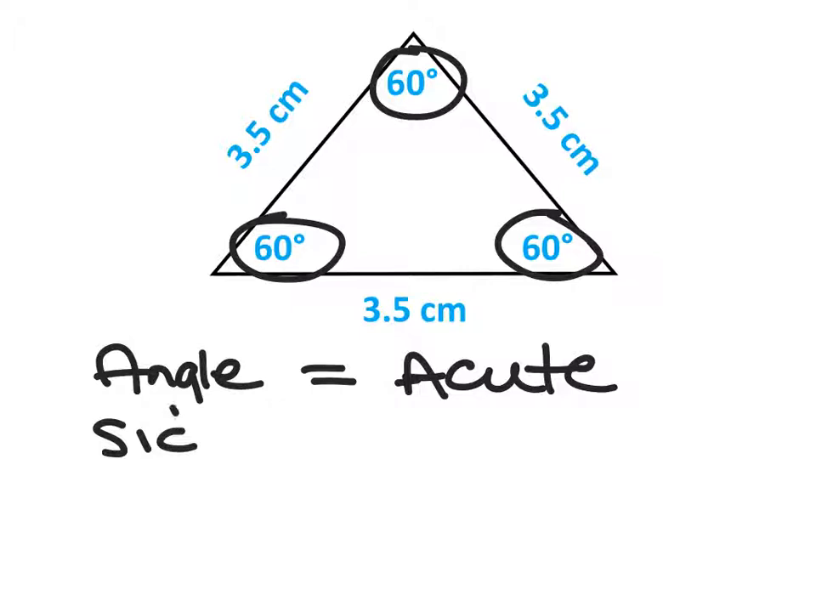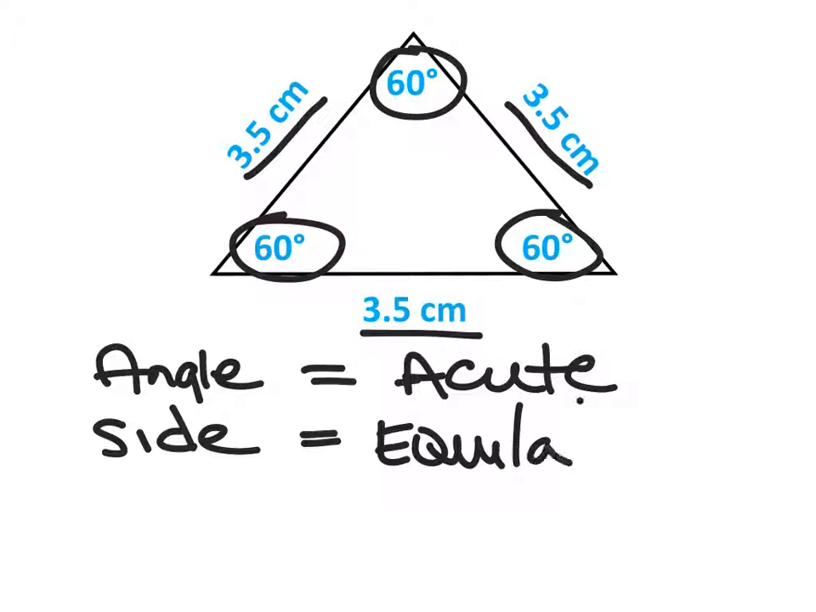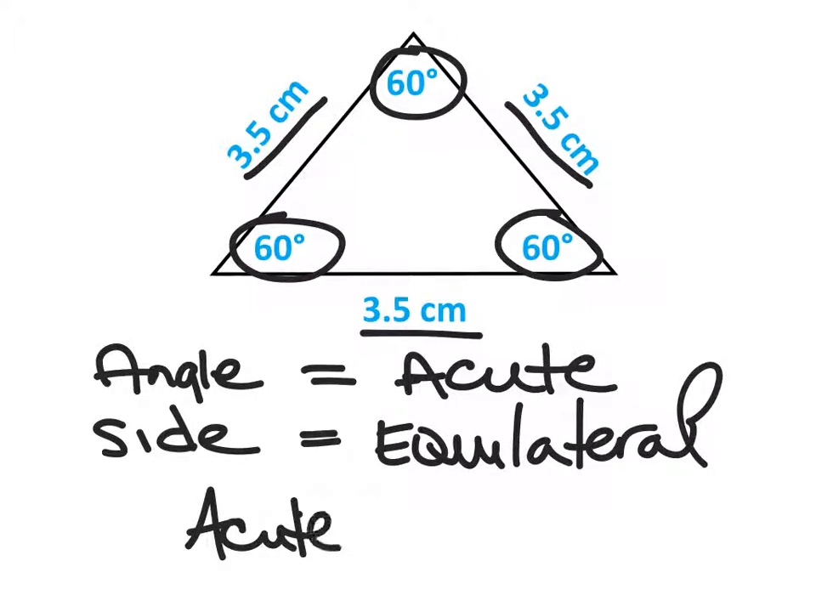Now we'll be naming it by sides. We have 3.5, 3.5, and 3.5. All of our side lengths are exactly the same size. We know that when they're all different, it's scalene. When two are the same, it's isosceles. When all three side lengths are the same length, we have an equilateral triangle. So this triangle is an acute equilateral.